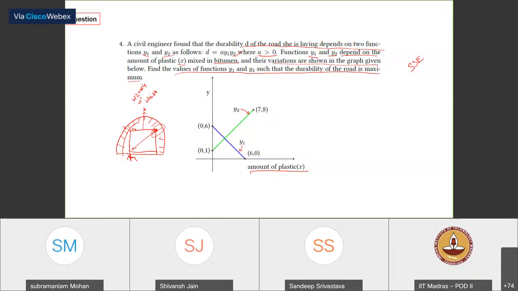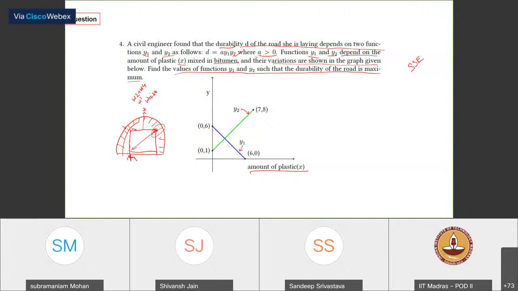Okay, sir, can I ask a question here? Yeah, sure. In this question, the civil engineer one. We can find out the optimal point from the coordinates of the lines, whatever is given here.